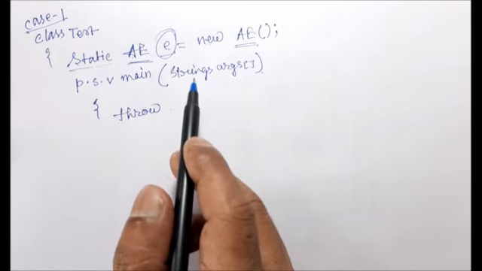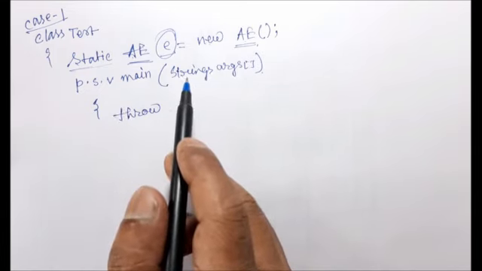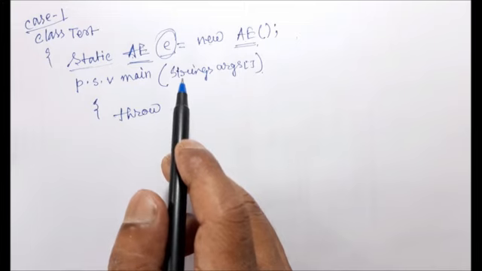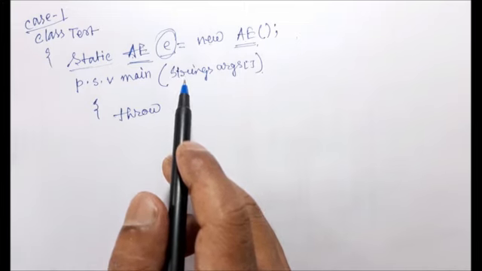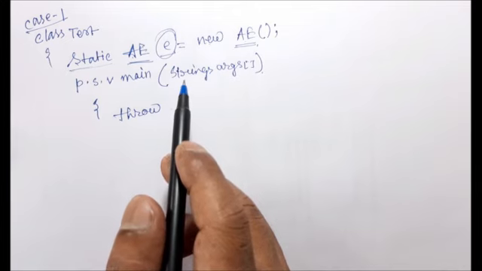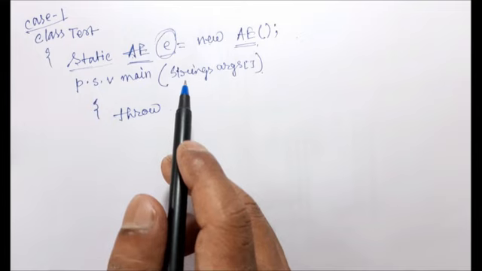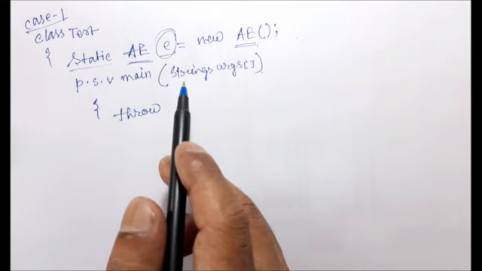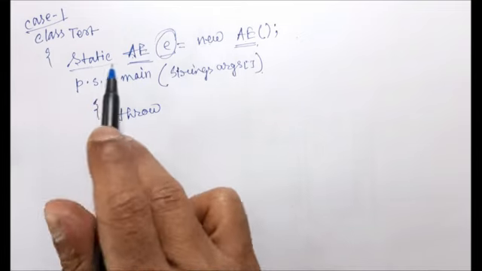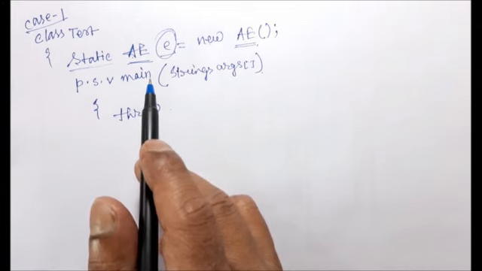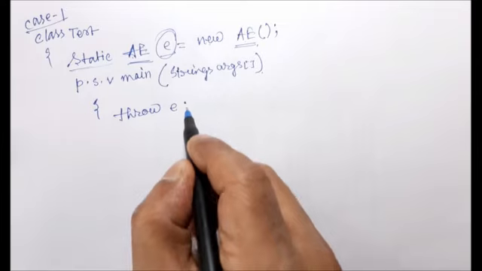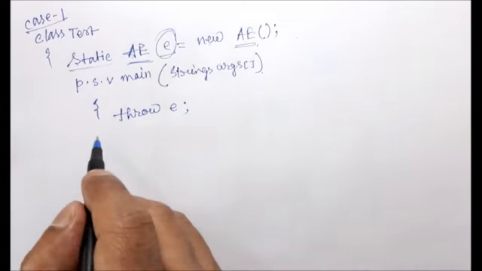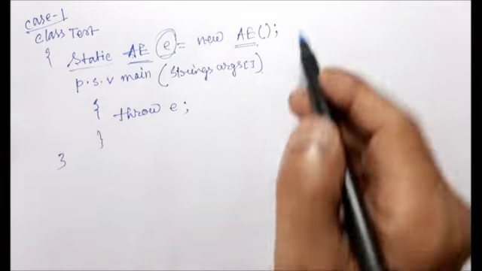We already know that we cannot access a non-static variable or method directly within a static method. So if I want to directly access this variable or method, we have to declare it static. A static variable we can access directly within a static method. That is why I have just written E here. So that is accessible.